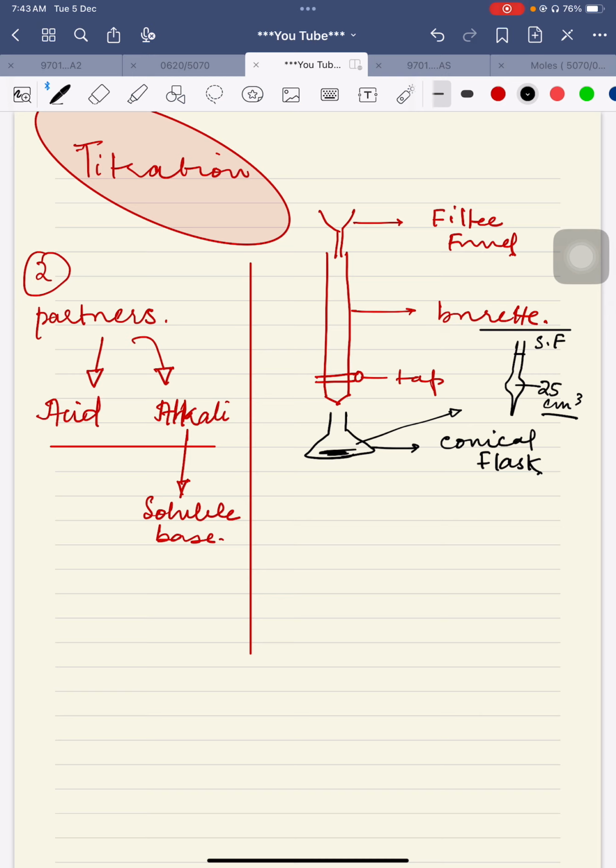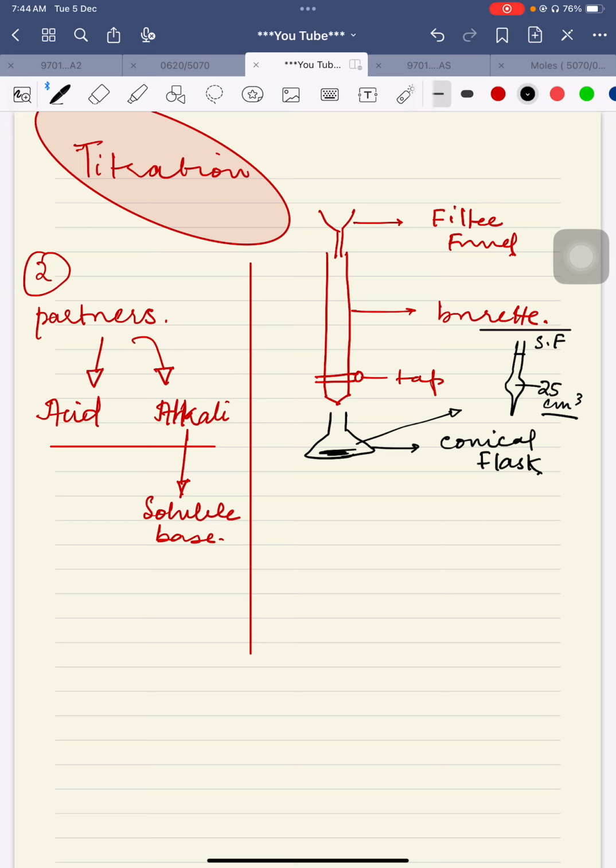All right. So one partner will be in the burette, whereas the other partner will be in the conical flask. The partner in the conical flask will always be 25 cm³. Why 25 cm³? There can be this question. It is a volume which is going to give us a perfect, clear, readable result.